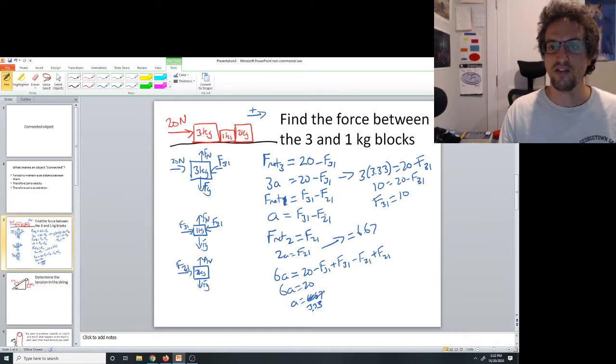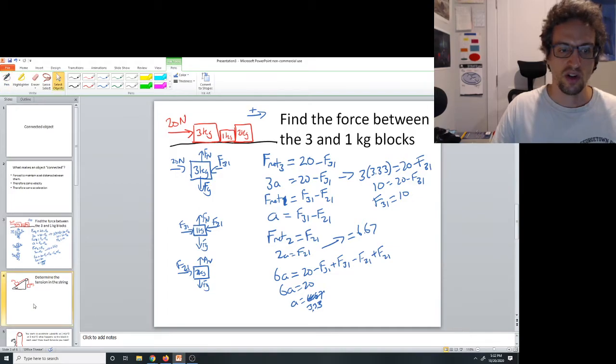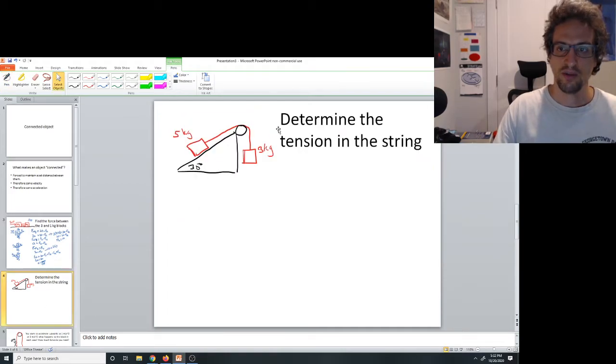But if you have to find the individual values of the force between them, you're going to have those F net equations. Okay, a slightly more complicated version. Determine the tension in the string.